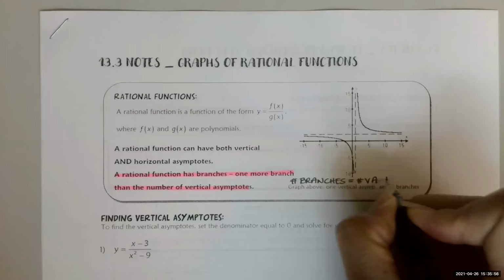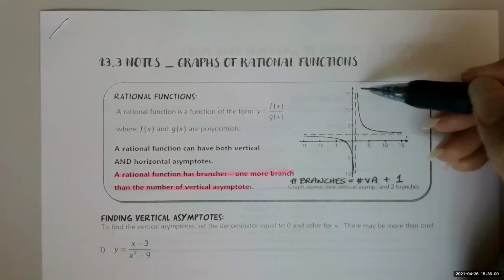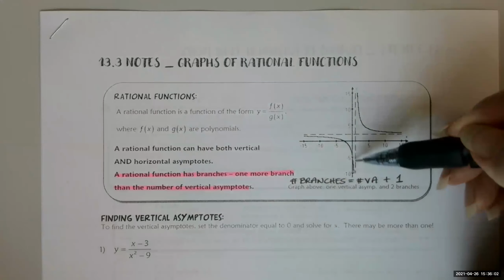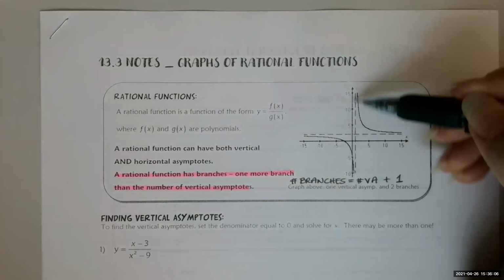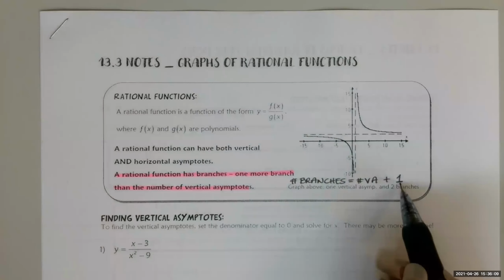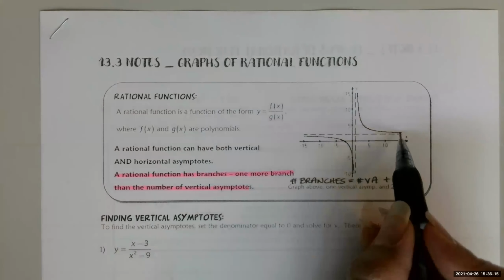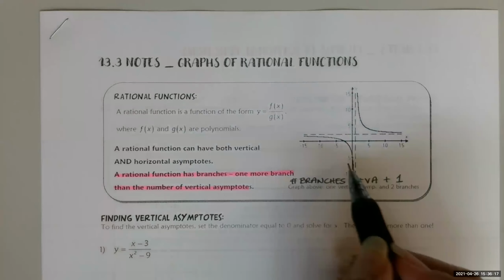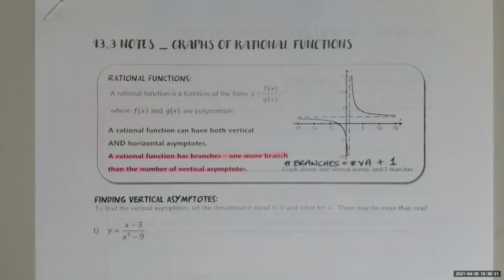So if you look in this picture right here, we have a vertical asymptote at what looks like x equals 1. And since we have one vertical asymptote, if we add 1 to it, it tells us that we should have drawn 2 branches. And notice we have 2 branches written right here. Okay, so that's just a simple additional feature that we can add to our list of things.